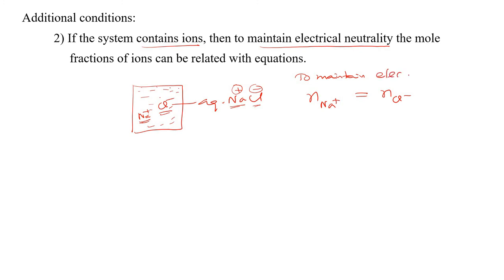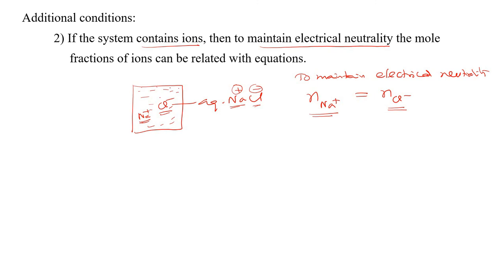Otherwise, one charge becomes greater than the other one, which is not at all possible. Therefore, we can say that the total number of moles of sodium ion in solution should be equal to the total number of moles of chloride ion in solution.